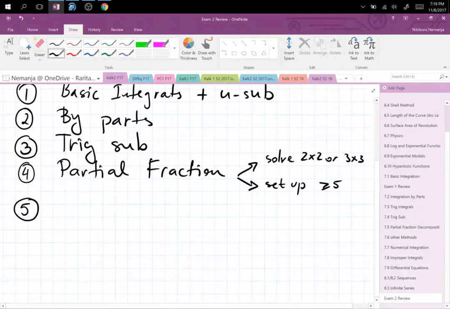By parts, maybe 1 or 2. Well, you definitely have 1. I mean, it has to be on the test. It's just if I have an extra problem, it's gonna probably be by parts. The next, remember that other means of integration. I can't give you the chart, so 7.6 is out for testing. But then we have numerical.